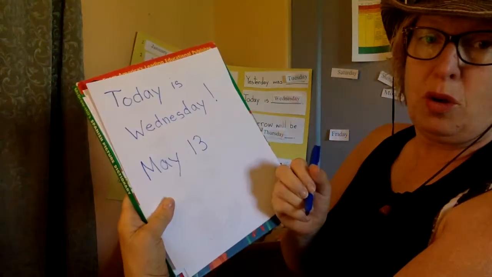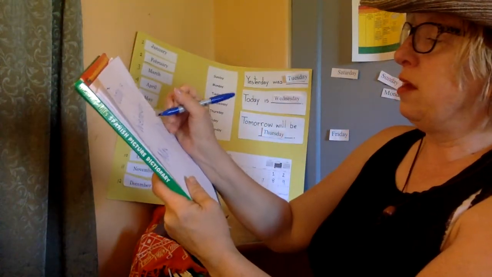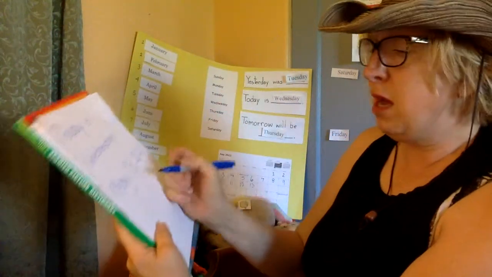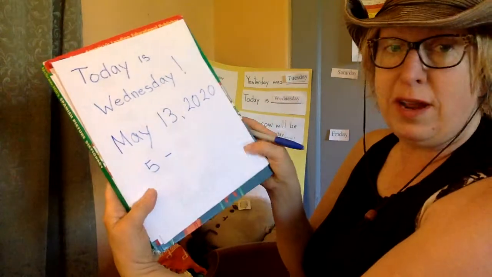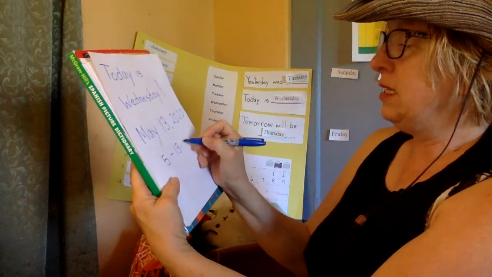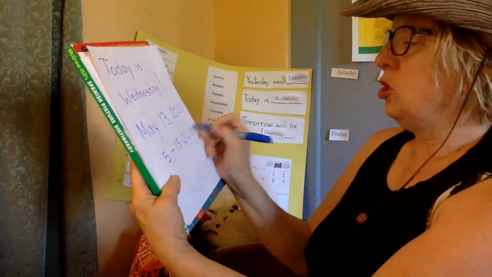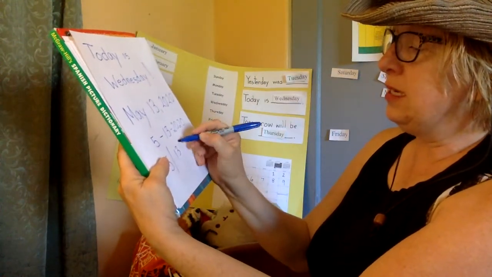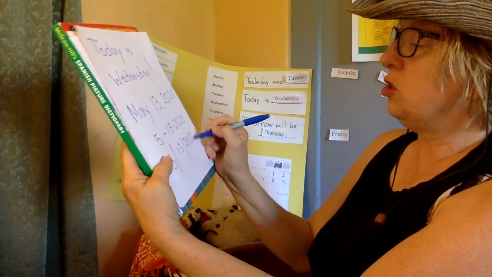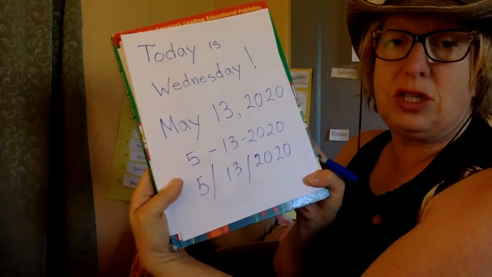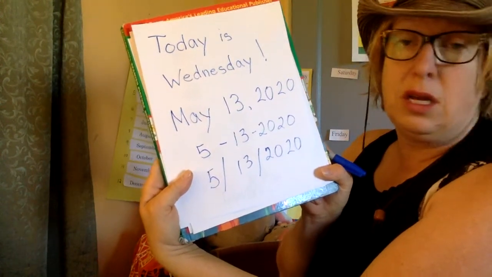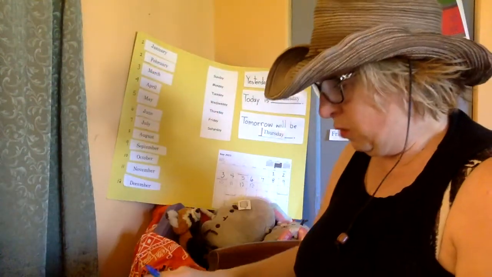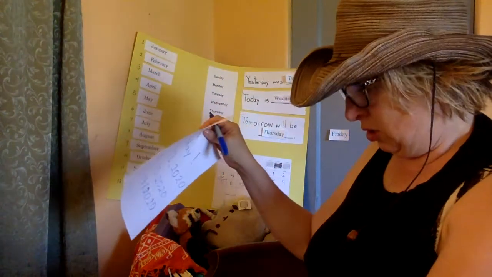13, so 1 and a 3, comma, 2020. And since it's the 5th month, if I write it in shorthand, I can write 5-13-2020. Or I can do slashes, 5/13/2020. Now sometimes I make my twos a little curl and sometimes I don't. Either way is fine.